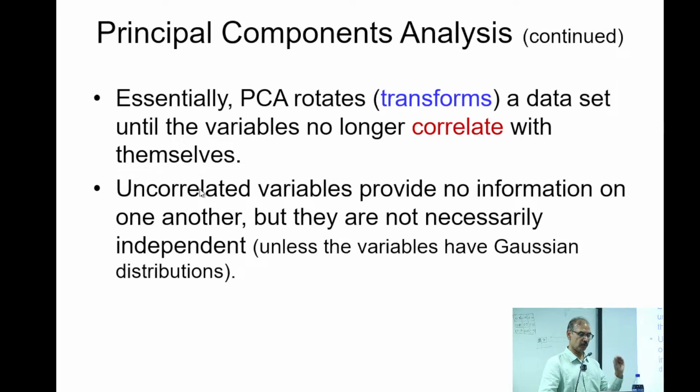right? So you find a set of orthogonal variables, and then the uncorrelated variables provide no information on one another, but they are not necessarily independent, right? So as I mentioned, with principal component analysis, each of the variables are orthogonal. However, orthogonality doesn't mean that they are independent. Right? So here is an example.